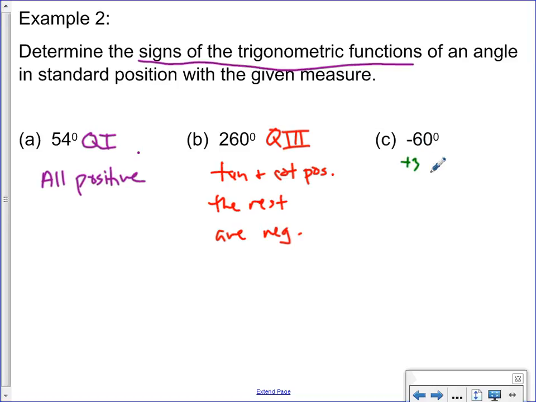So add 360 is 300, which is in quadrant. Woo, Paige. There you go. Oh, is that Paige or Zara? It's both. Yeah, there we go. 4.